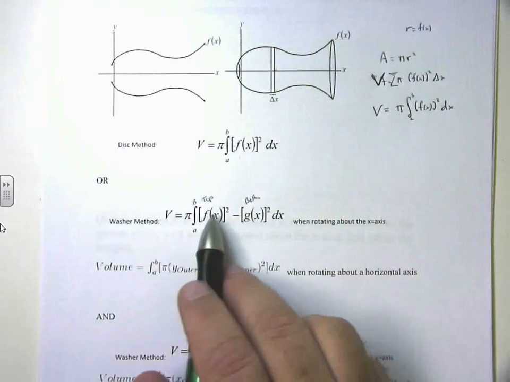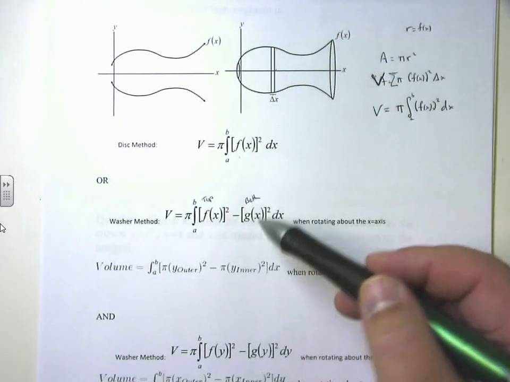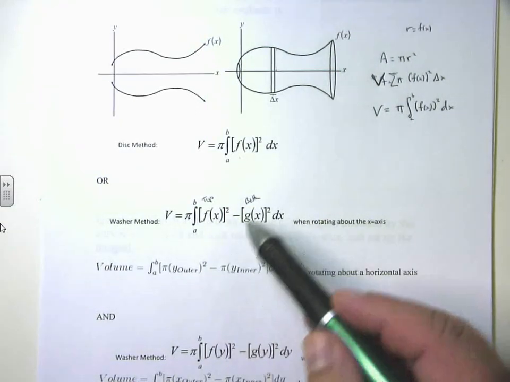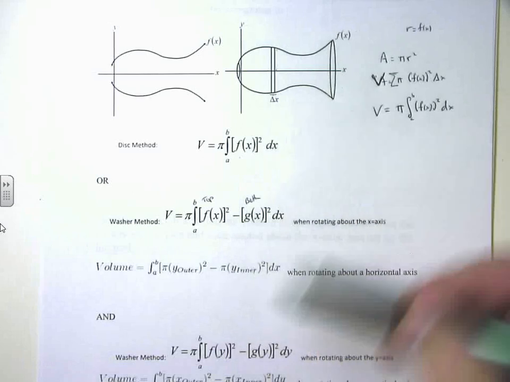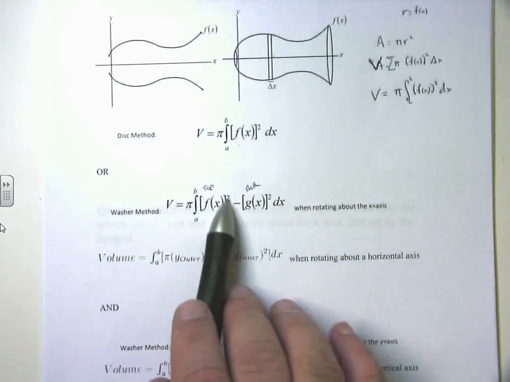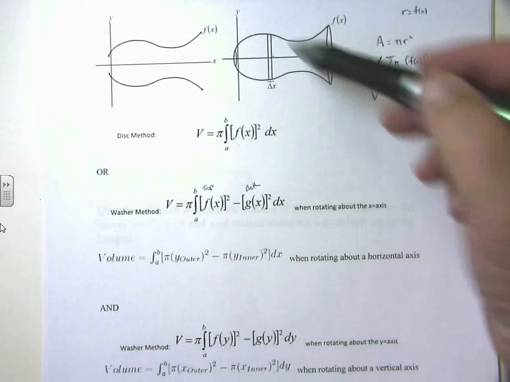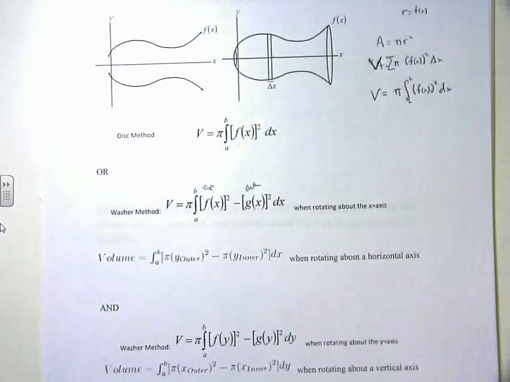Again, this idea is coming from the area between two curves. And so if I have a top and bottom or an outer and inner, as you're looking at the outside and inside as it's being rotated around a particular axis, we have this particular formula called the washer formula. And this one's doing the vertical slicing.